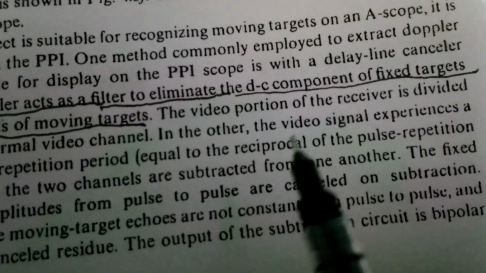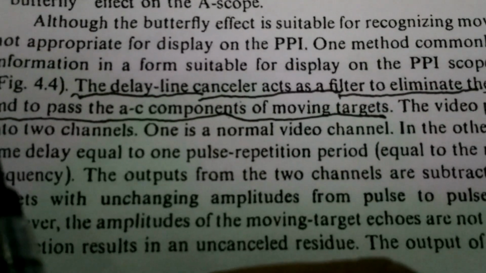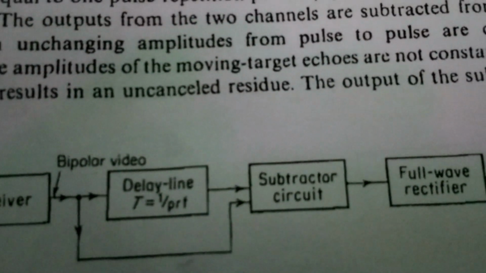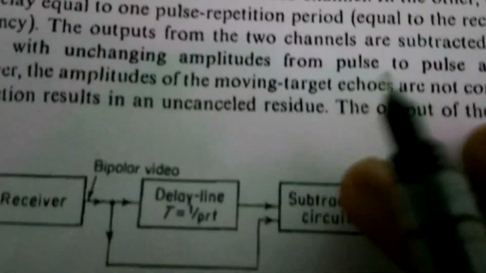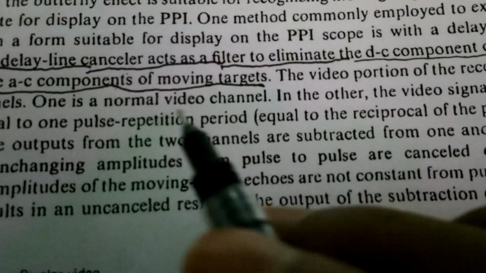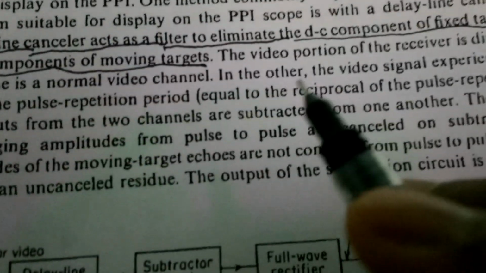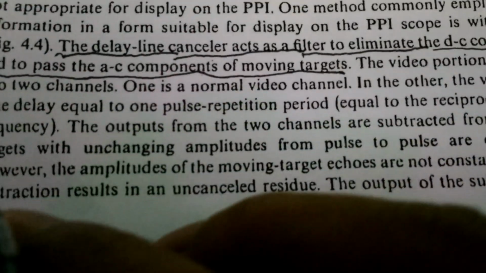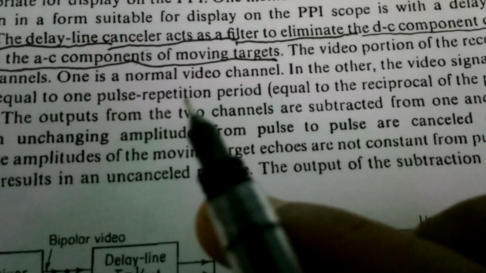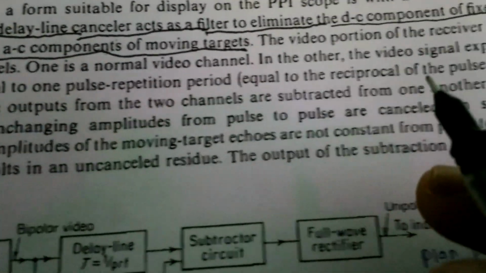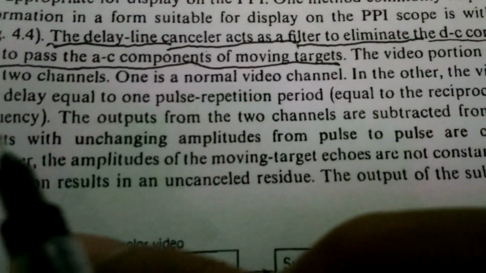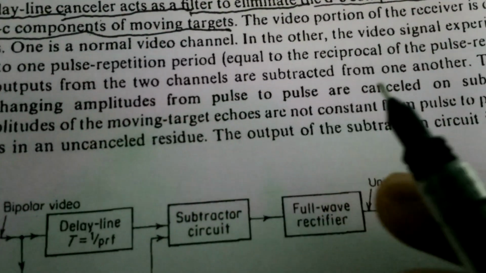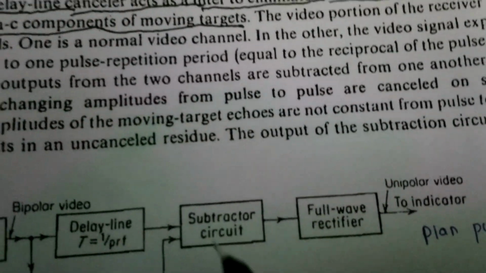The video portion of the receiver is here divided into two channels. If you observe, one is like this, another one is with the help of delay, right? One is a normal video channel, and the other video signal experiences a time delay equal to one pulse repetition period, equal to the reciprocal of the pulse repetition frequency. Is it right? The outputs from the two channels are subtracted from one another, as I said, right?